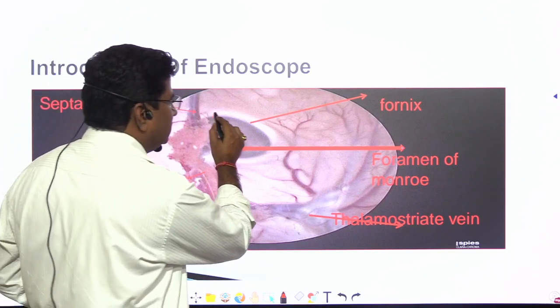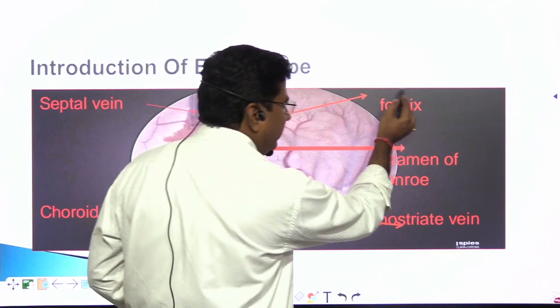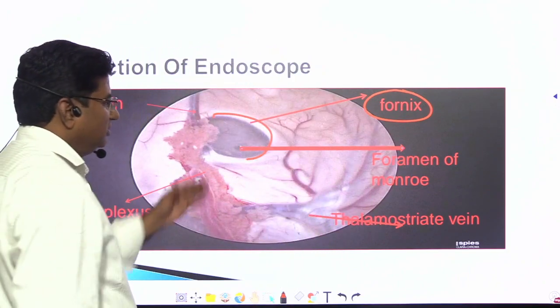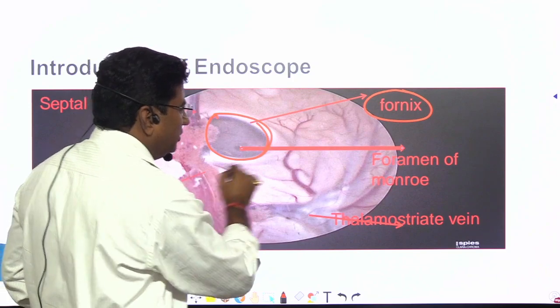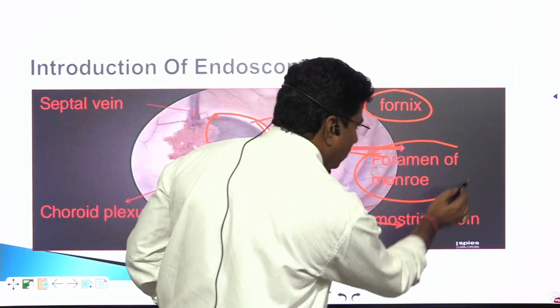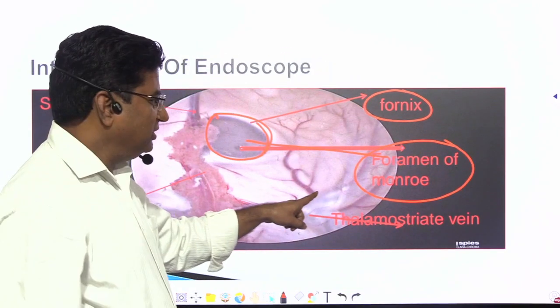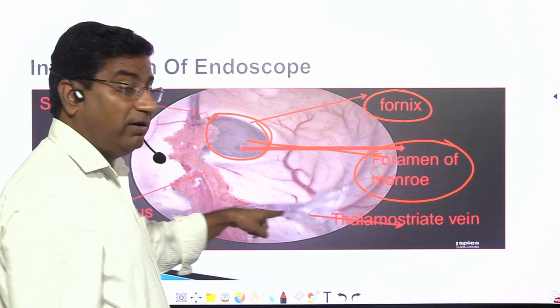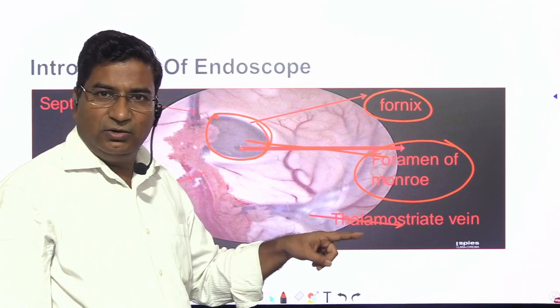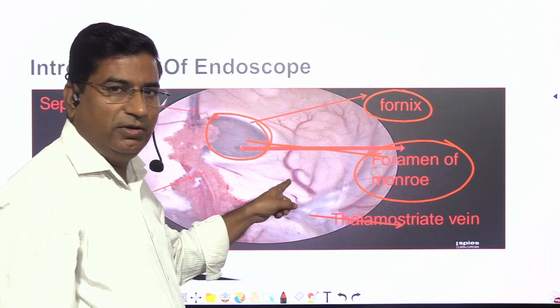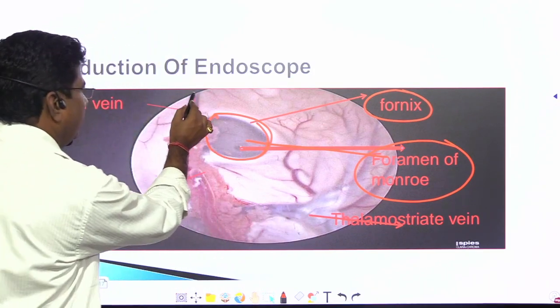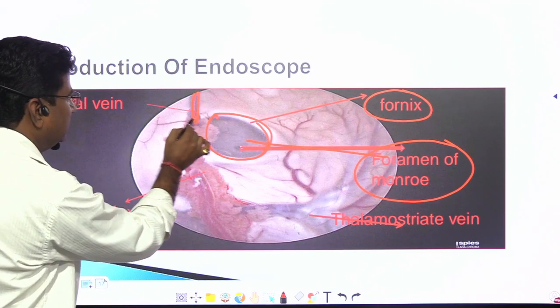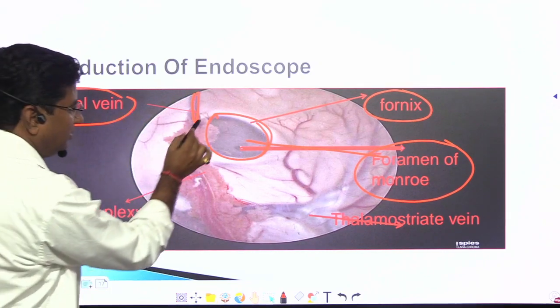Number one, this is fornix. There is an anterior thrust. This is fornix. Number two, this is foramen of Monro. You will appreciate this in picture, and also you are aware to do the procedure before fenestration. Then this is the septal vein anteriorly. This is septal vein.